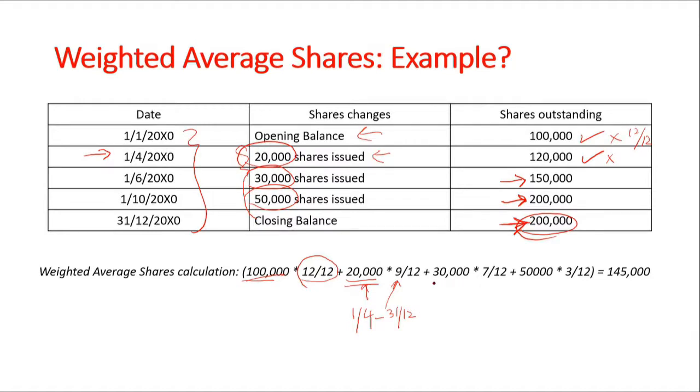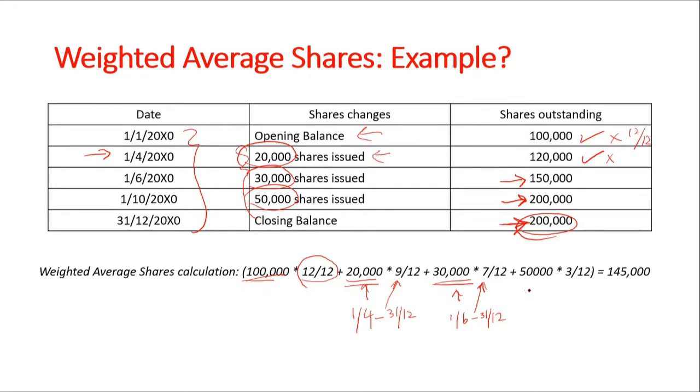Then the company issued another 30,000 shares on 1st June, till 31st December. So these shares were outstanding for how many months? These shares were outstanding for 7 months. So we will multiply 30,000 by 7 over 12.